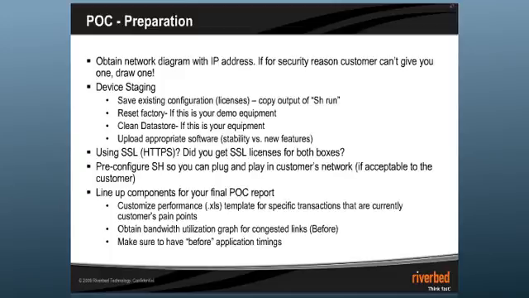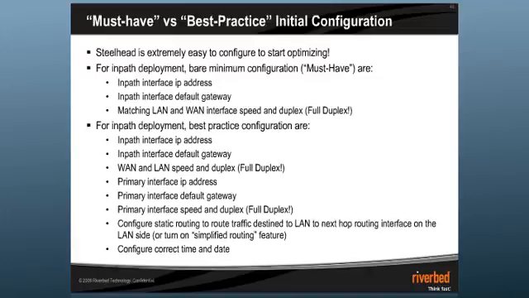So first of all, you're going to want to do baselines. You're going to want to time some applications that are important to them with a stopwatch or with some kind of a tool if it's available. And then make sure you get graphs before the steelhead goes in as far as the wide area network and what the utilization is on the wide area network, so you can show them afterwards how much data we're taking off of the WAN.